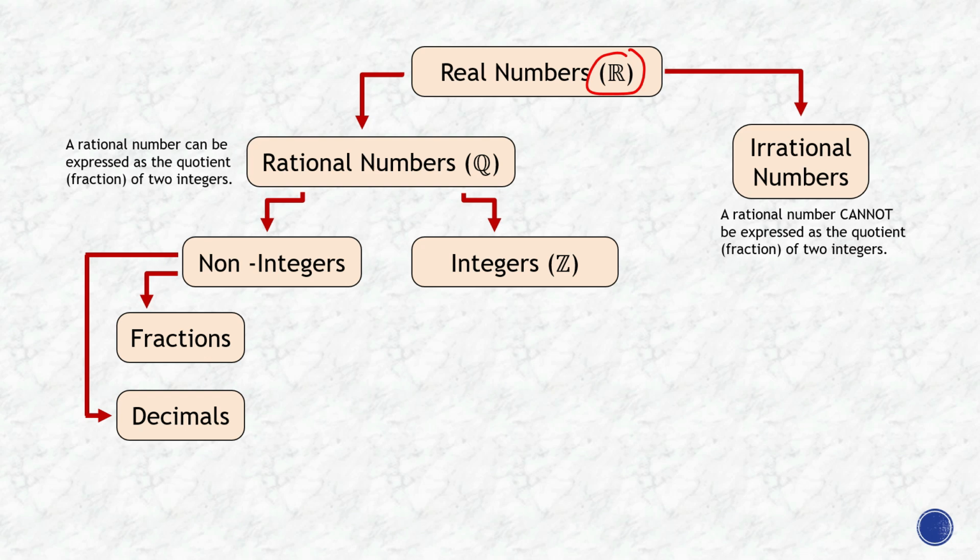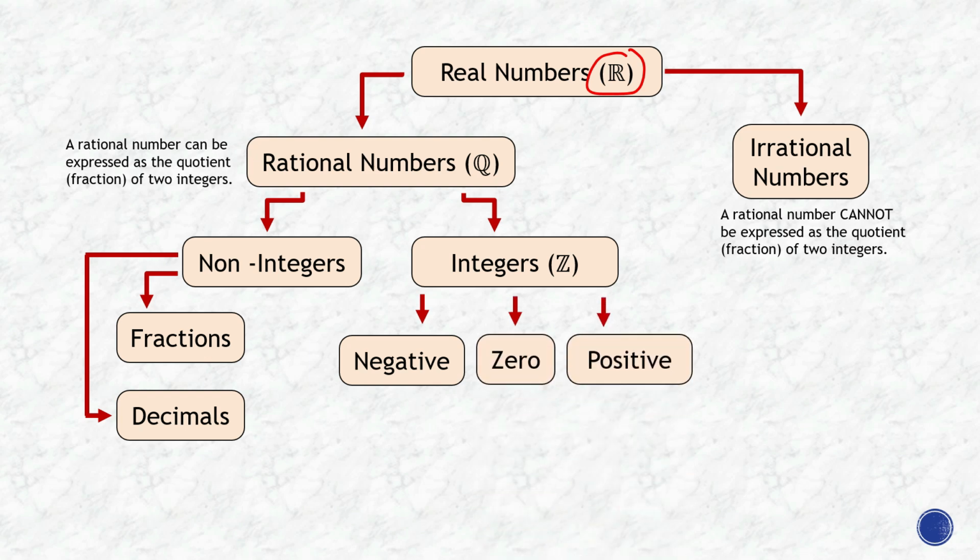So an integer is not a fraction and not a decimal. It's composed of three things: negative numbers, 0, and positive integers. Okay? Now let me again repeat that. If it's negative one half, it's not an integer. It's a fraction. It's a non-integer. If it's negative 0.3, it's not an integer. Although it's negative, it should be a decimal.